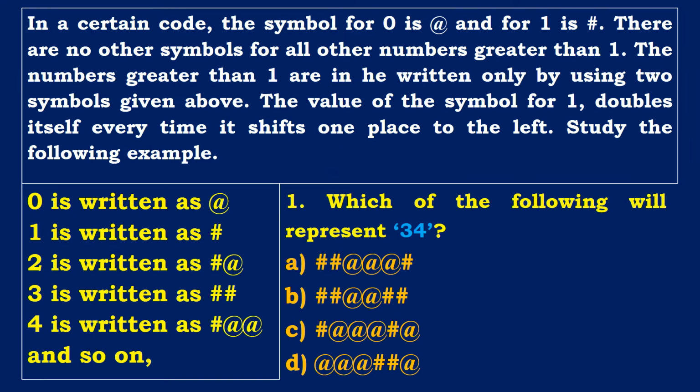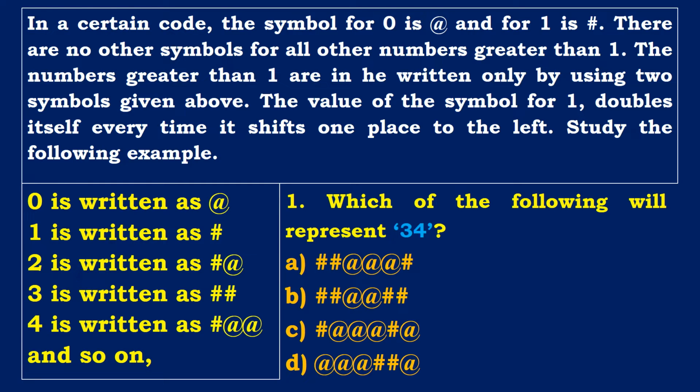Example 1. In a certain code, the symbol for 0 is at, and for 1 is hash. There are no other symbols for all other numbers greater than 1. The numbers greater than 1 are written only by using the two symbols given above. The value of the symbol for 1 doubles itself every time it shifts one place to the left. Study the following example. 0 is written as at.